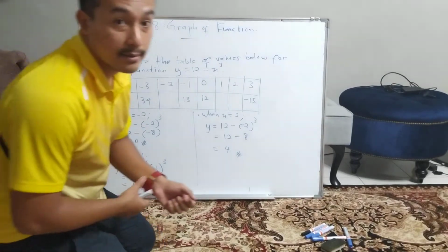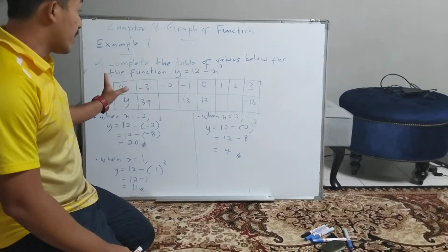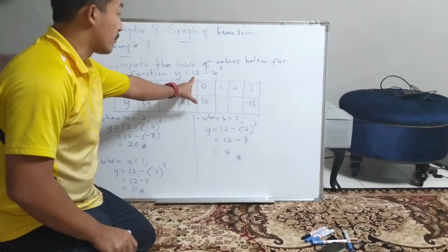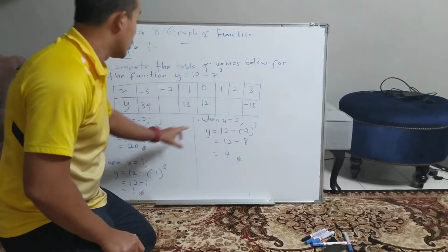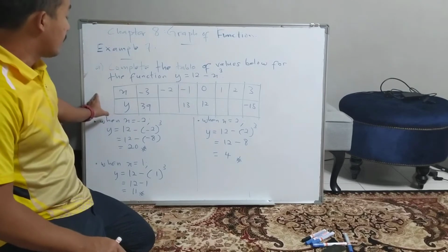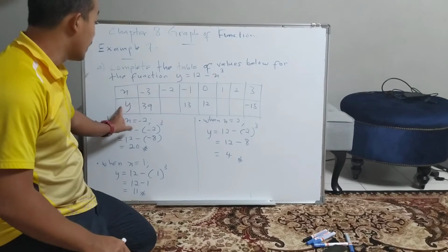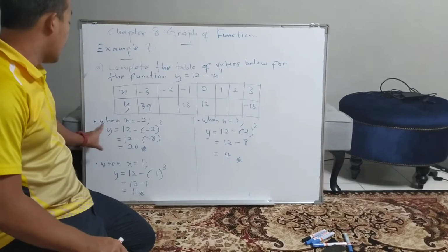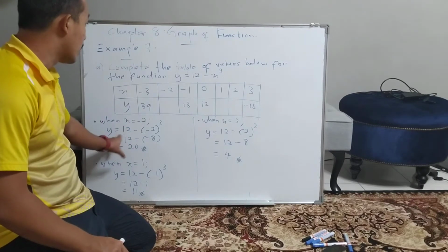As I taught you before, to complete the table of values we have to use the function given, y equal to 12 minus x power 3. Look at the first one. When x equal to minus 2, so y equal to... we have to use this function.